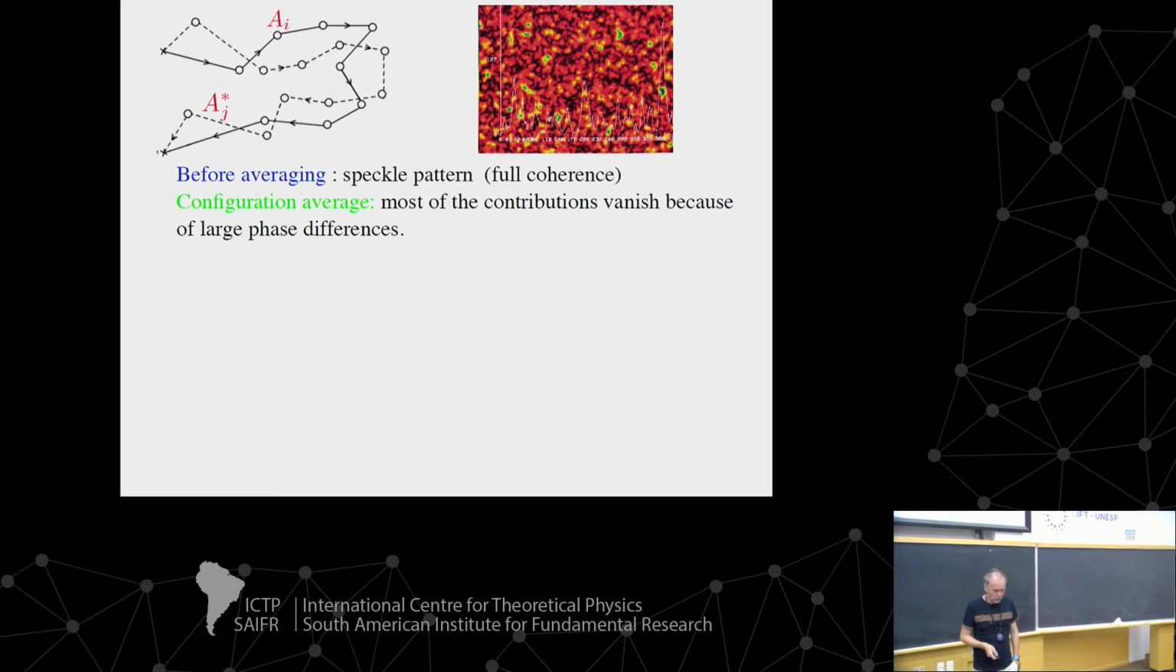Okay, so you remember that we discussed this speckle pattern. Before averaging, we have full coherence. And when we average over disorder configurations, most of the contributions vanish because of large phase differences. And if you think of this atmosphere, why don't we see a speckle? Just because the scatterers move, either in the clouds or in the atmosphere, and this realizes the disorder average, and therefore we are left with this incoherent term.